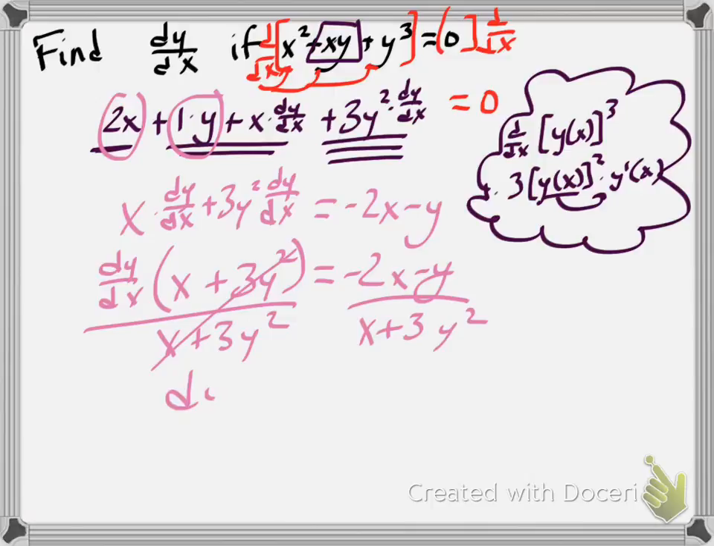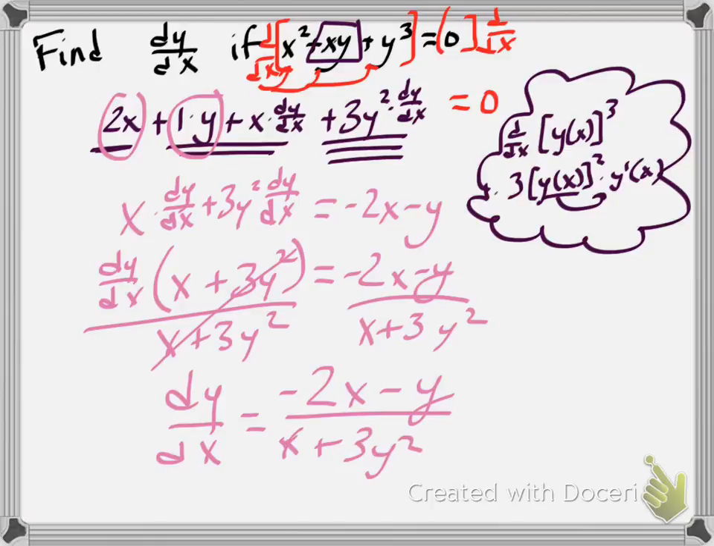And hey, we have our answer. The rate of change of this function, which would be a pain to solve explicitly, is implicitly given as this. There you go.